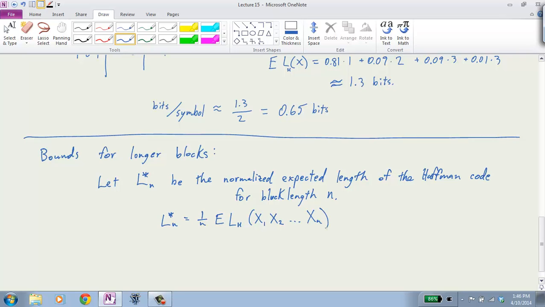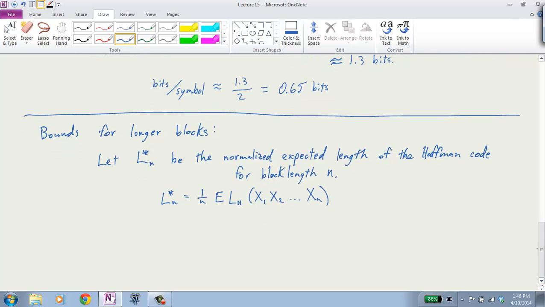Well, what kind of bound can we give it? We know that the entropy of x1, x2 up to xn should be a lower bound on n times L star of n. This is just the bound we've already been looking at, and that should be less than this entropy plus 1.